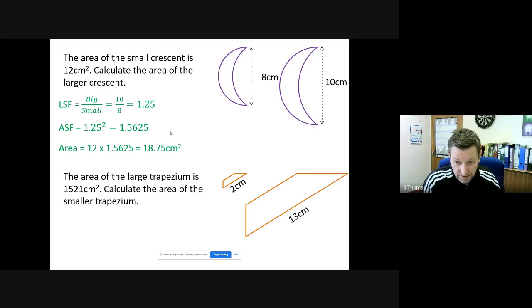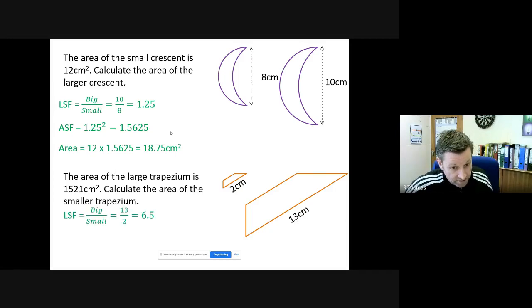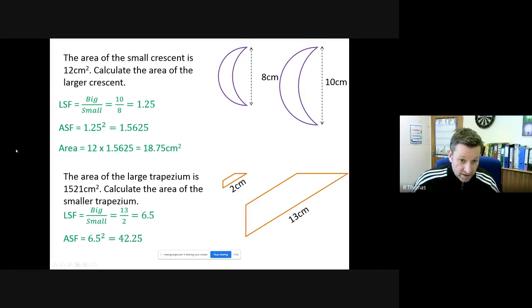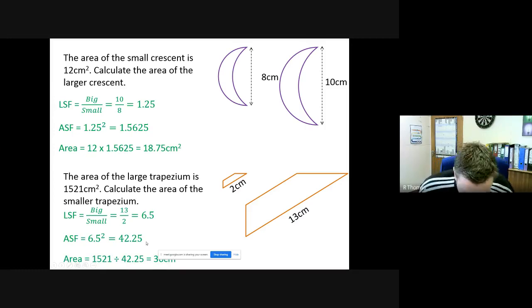For the trapeziums, 13 divided by 2 is 6.5. So the linear scale factor is 6.5. Square that to get the area scale factor, 42.25. And this time they give us the area of the large one, and we need the area of the small one. So I'm going to take that 1521 and divide it by the area scale factor. And it comes out as 36 centimeters squared.